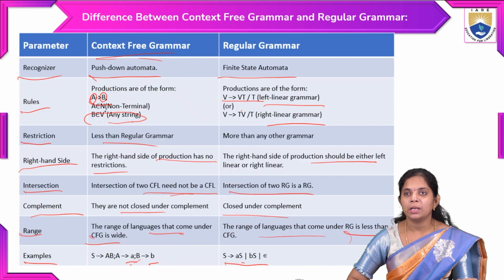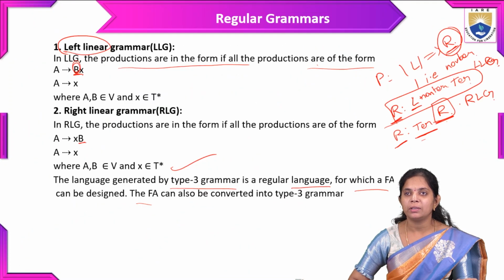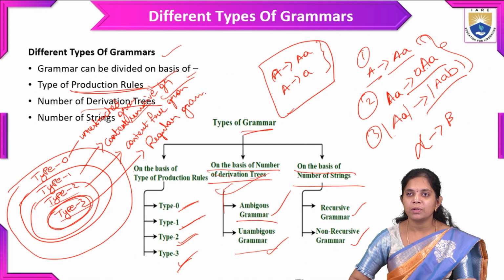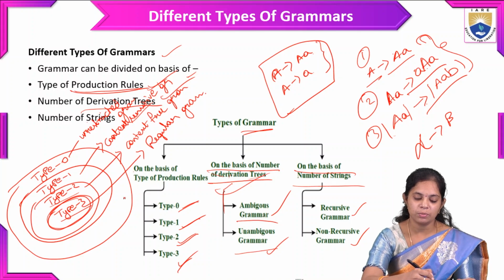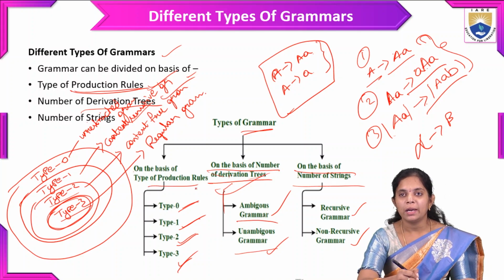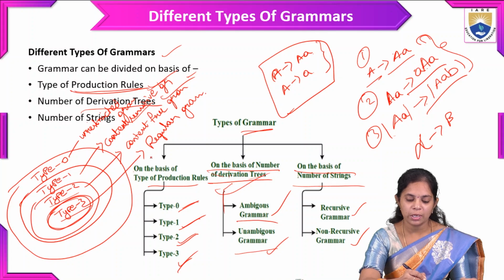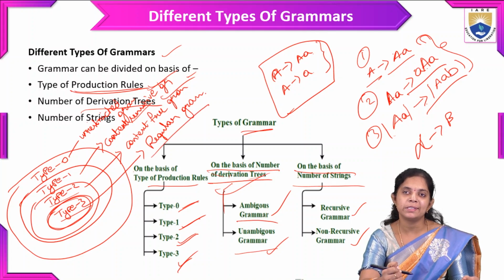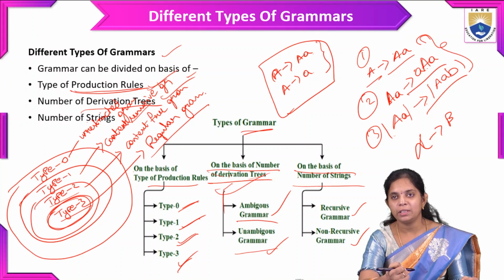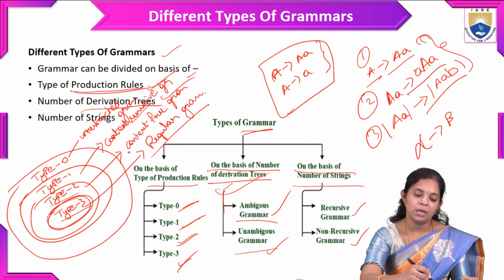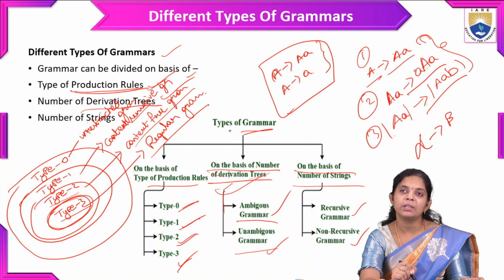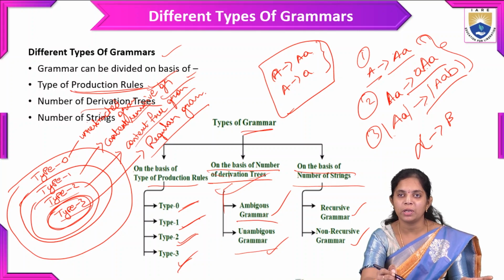And let me briefly write the types of grammars we have. We have 4 types of grammars based on the production rules. In regular grammars, we have only 2 types on the right hand side: either left linear grammar or right linear grammar. And in the context free grammar, the right hand side has a terminal and non-terminal combination.